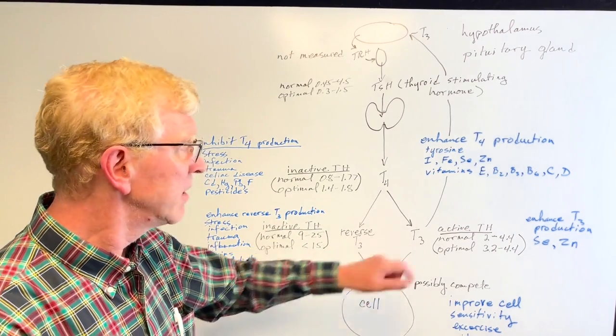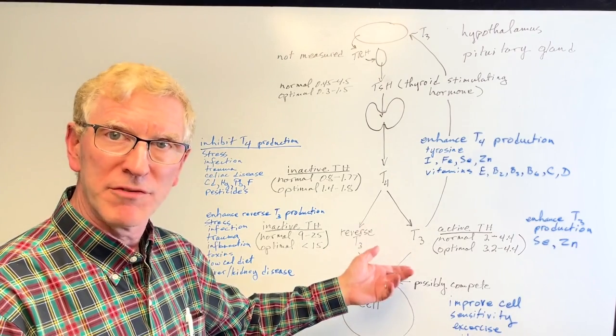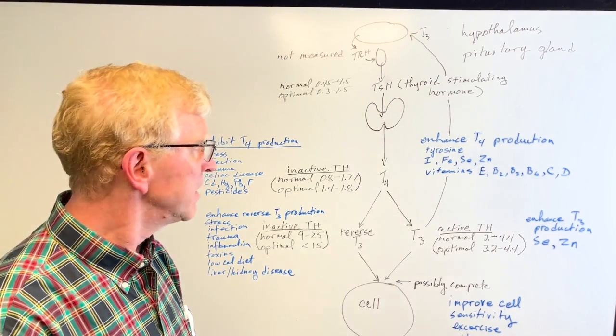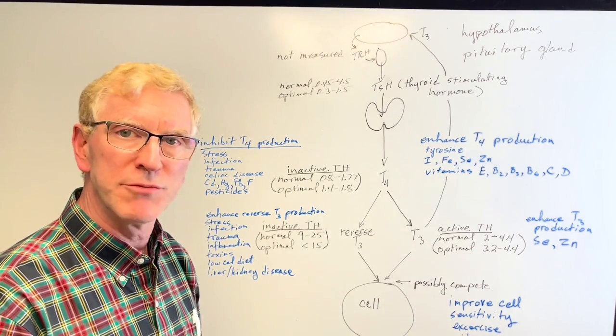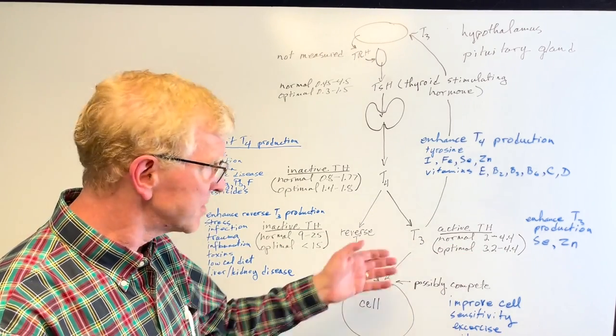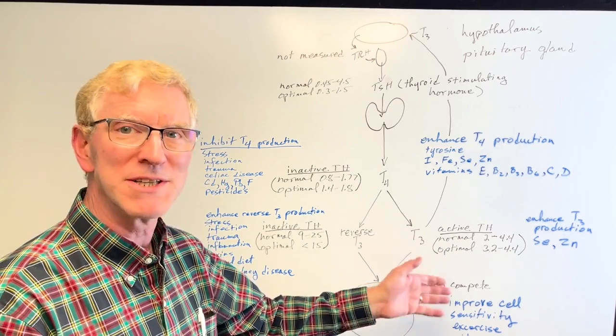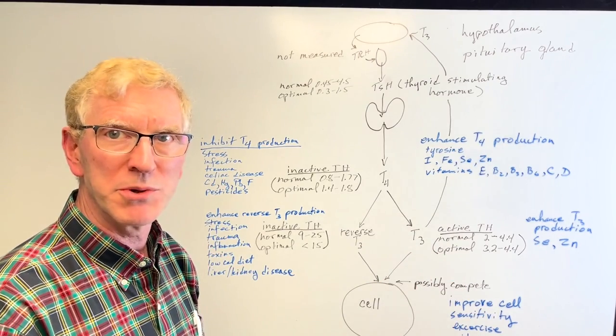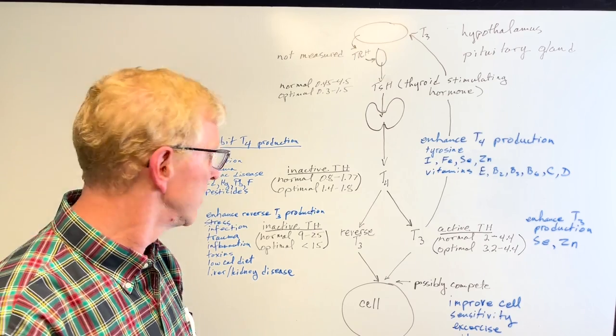The T3 is the active form of thyroid hormone, and its normal range is about 2 to 4.4. But once again, the optimal range is in the upper part of that range, at 3.2 to 4.4.